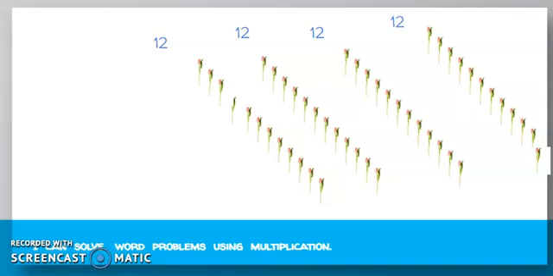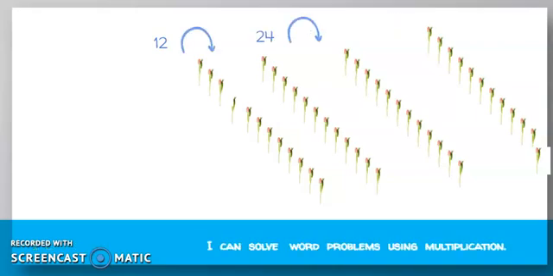Okay, so we can add. We can add 12 plus 12, that's 24. And then plus 12 is going to be 36. Phenomenal. And finally, plus 12 is going to be 48. But guys, do you know any other strategy we can use to find the answer?